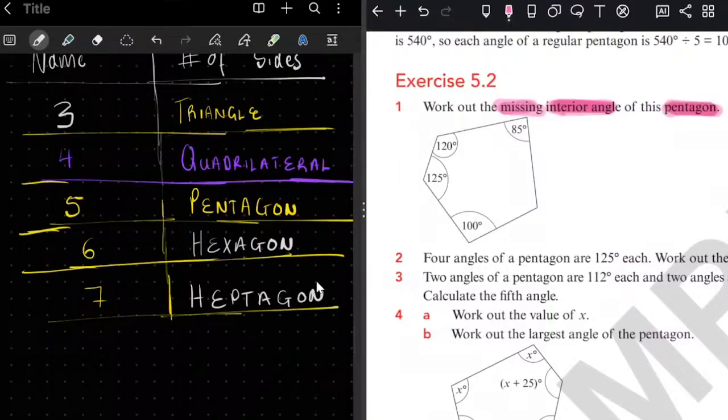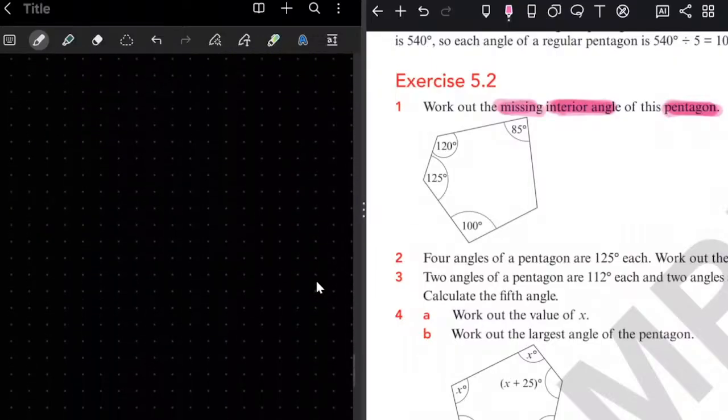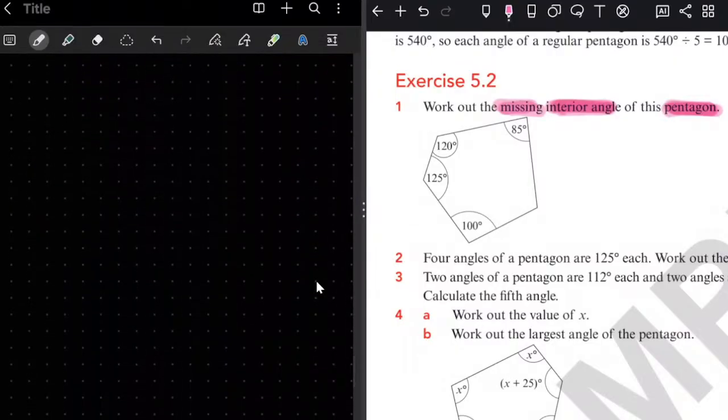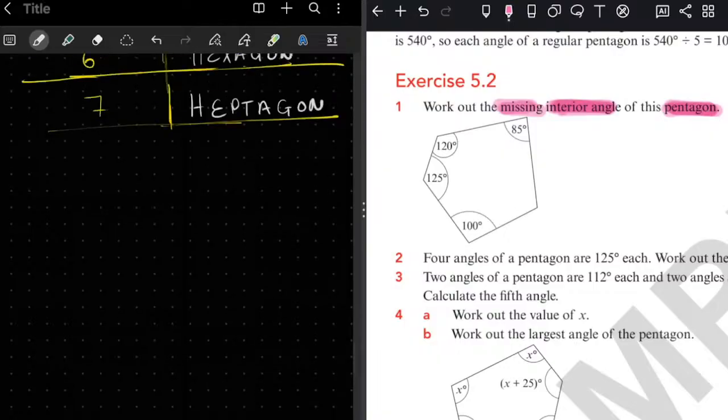Kosi, what is the name of a shape with 3 sides? Triangle, well done. Retabele, 4 sides? Good. Anaya, 5? Good. Vic, 6? Hexagon, well done. 7? Heptagon, well done. Heptagon. We now have 7.